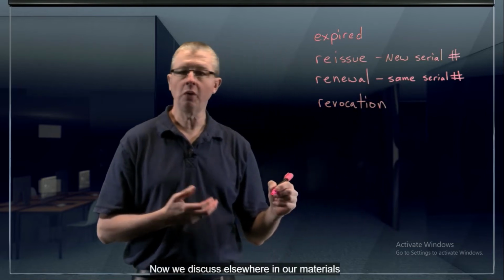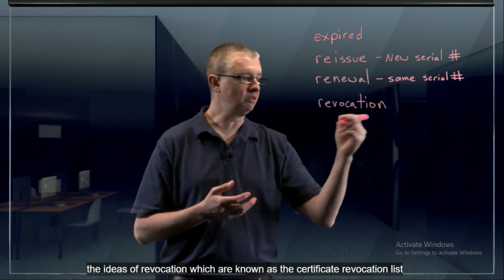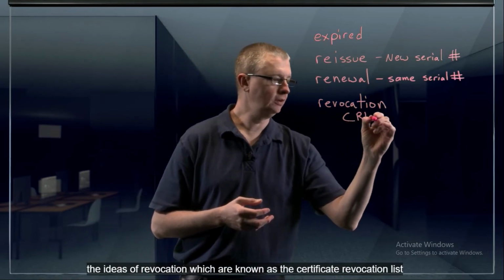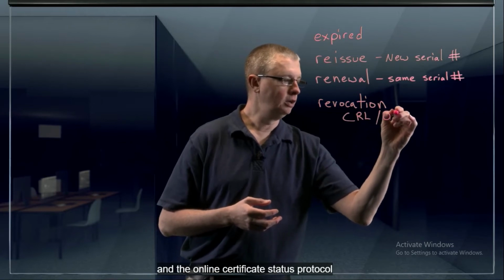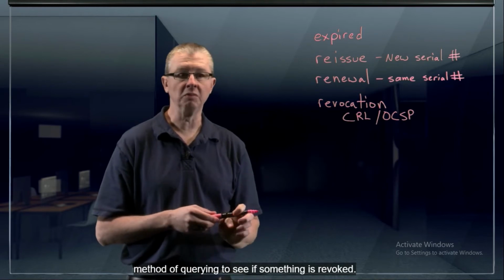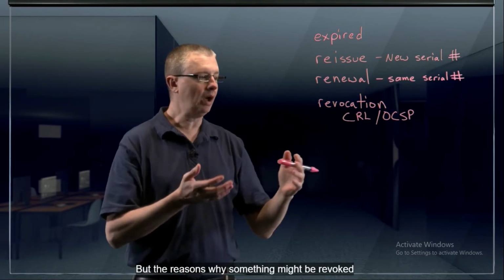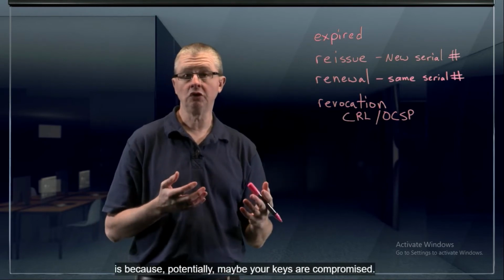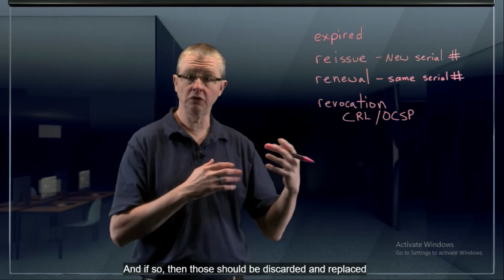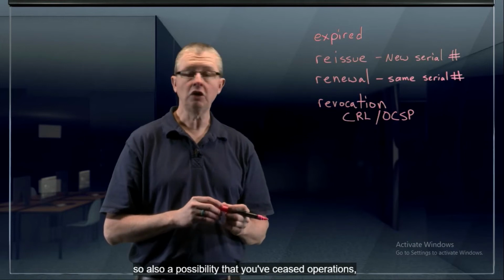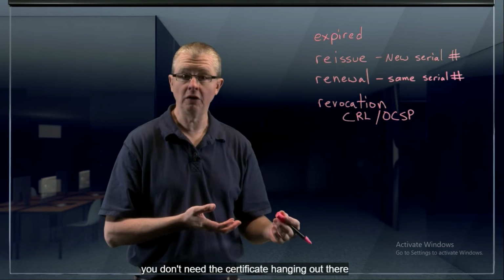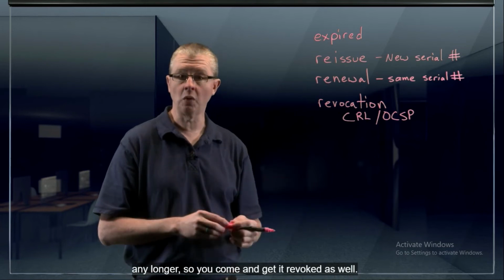Now, we discuss elsewhere in our materials the ideas of revocation, which are known as the certificate revocation list and the online certificate status protocol method of querying to see if something has been revoked. But the reasons why something might be revoked is because potentially your keys are compromised. And if so, then those should be discarded and replaced with new ones. It's also a possibility that you've ceased operations, and therefore you don't need the certificate hanging out there any longer, so you come in and get it revoked as well.